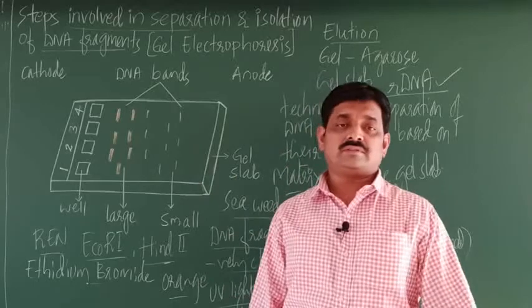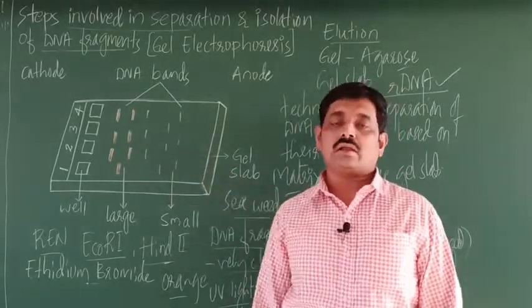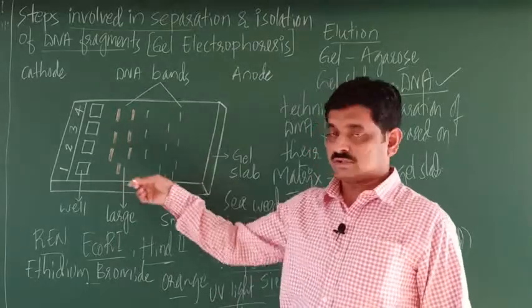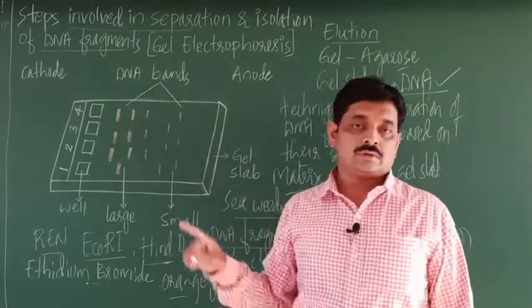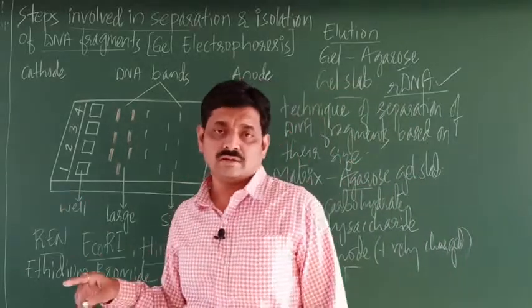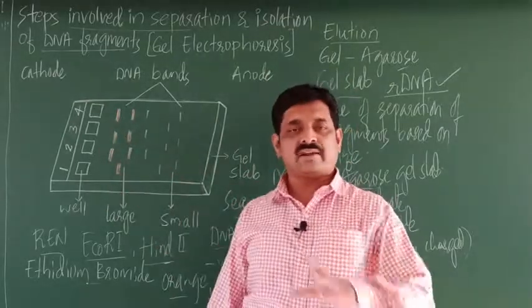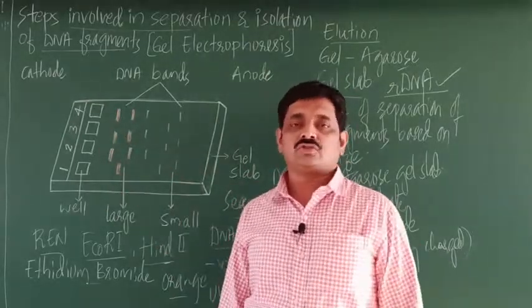So a 3 mark question: draw a labeled diagram of gel electrophoresis. So you have to draw this diagram. See here in this diagram, what can you see? You can see this is the agarose gel slab, a rectangular piece of agarose gel.